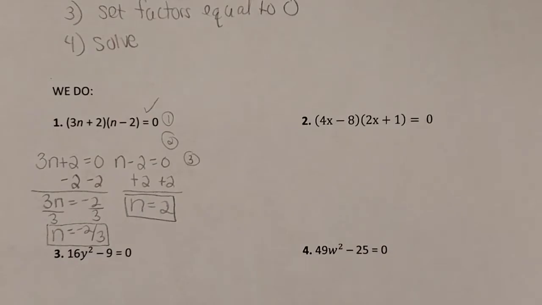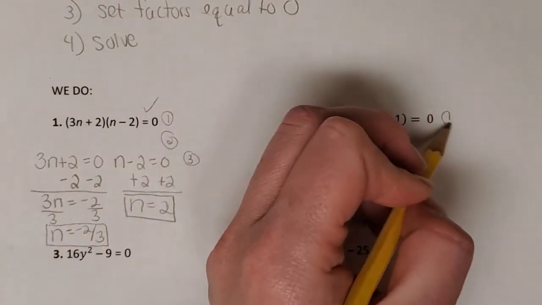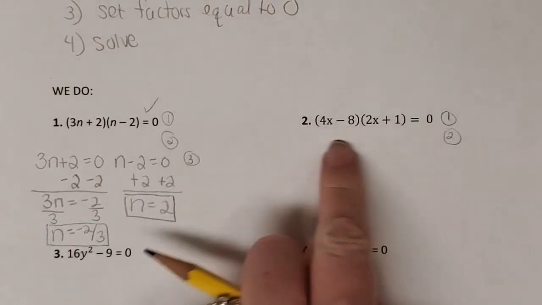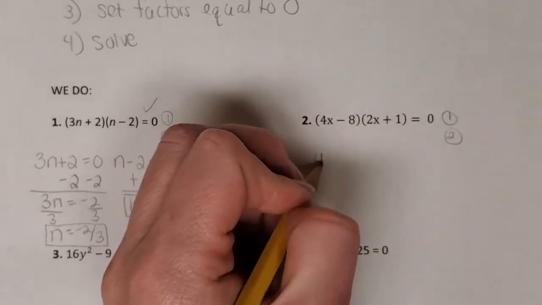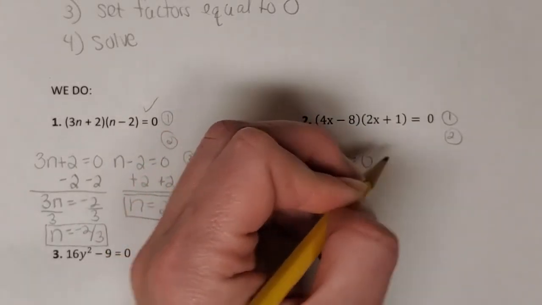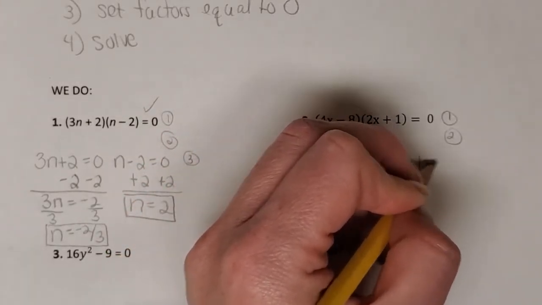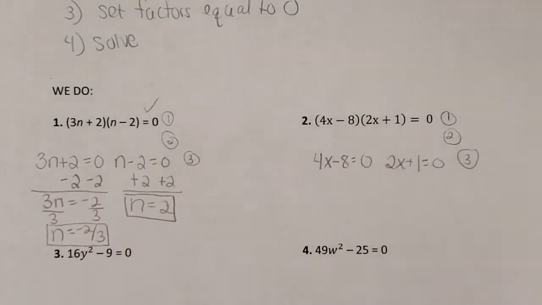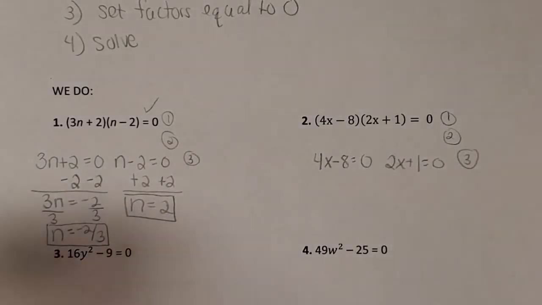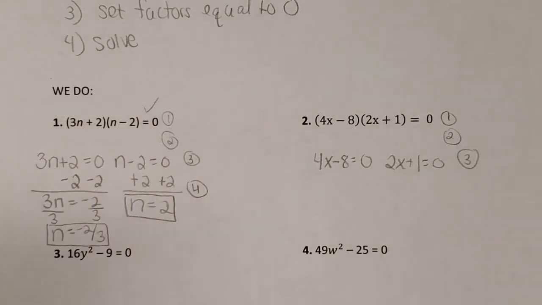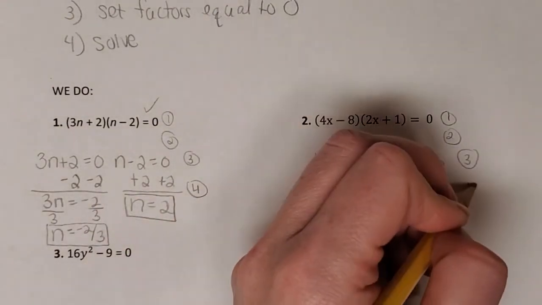Same thing, this is already set equal to 0, so step 1 is done. Step 2, it's already factored. So step 3 is to take the factors and set them equal to 0. Okay, and then step 4 is to solve. Forgot to put the 4 over there. So step 4 over here is to solve.